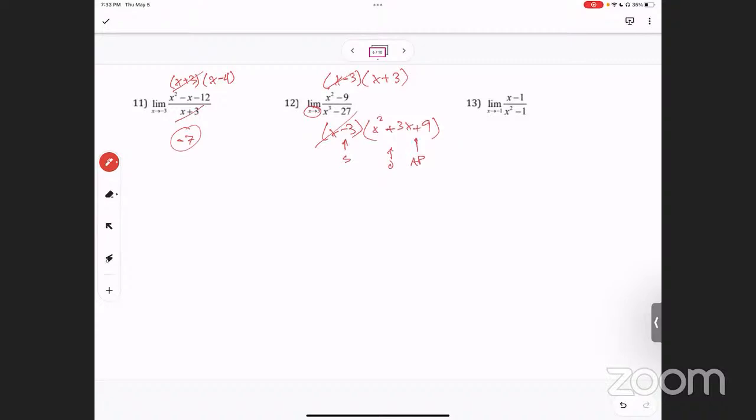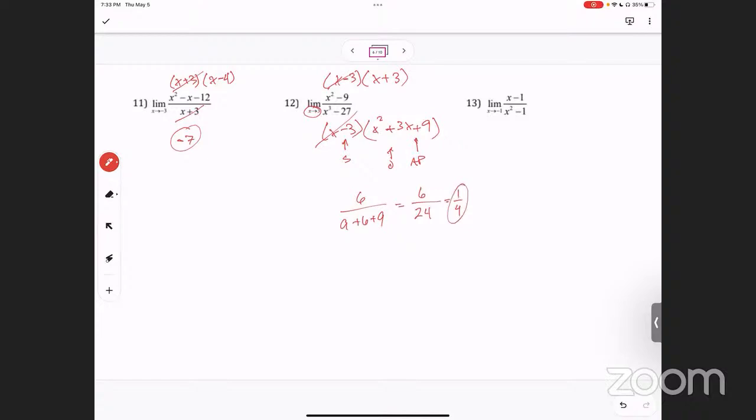So then what happens? You're going to go ahead and plug it in. So it's going to be 3 plus 3, which is 6, over 3 squared is 9 plus 6 plus 9. So it's going to be 18, 24, which equals 1/4. So in this, you can still simplify, right? Yeah. When you're all done, for sure you want to simplify.